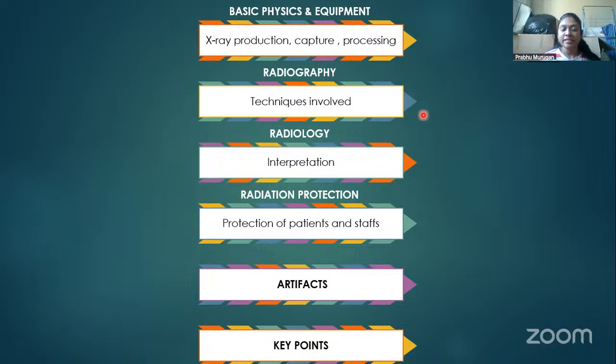Next comes the techniques for taking those X-rays, because we have different types of radiographs, right? Be it an intraoral radiograph, a bitewing or an occlusal, and then moving on to the extraoral radiographs, your skull radiographs, your OPG, cephalogram. Then you have your 3D radiographs also. So we need to understand the techniques involved in taking these X-rays.